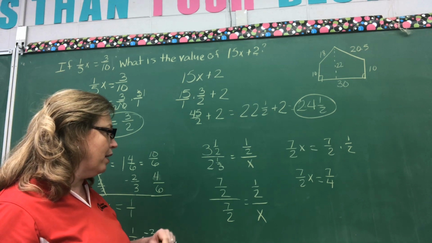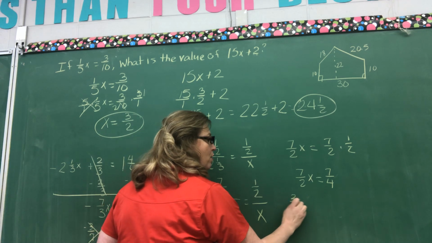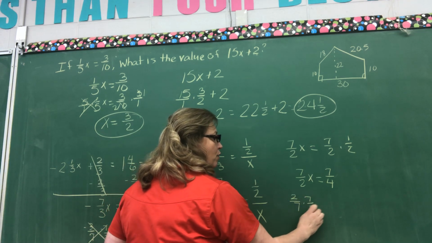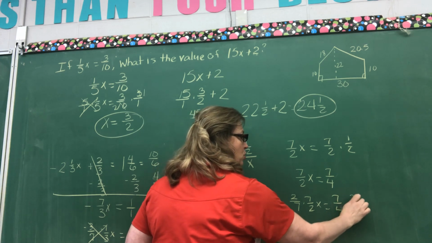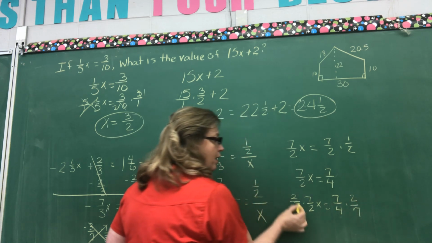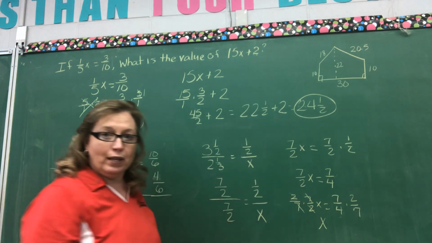I want to get rid of some things. So let's get rid of this 7 over 2. So we're going to say 2 over 7 times 7 over 2x equals 7 over 4 times 2 over 7. Of course, our 2's cancel and our 7's cancel, leaving us only the x.